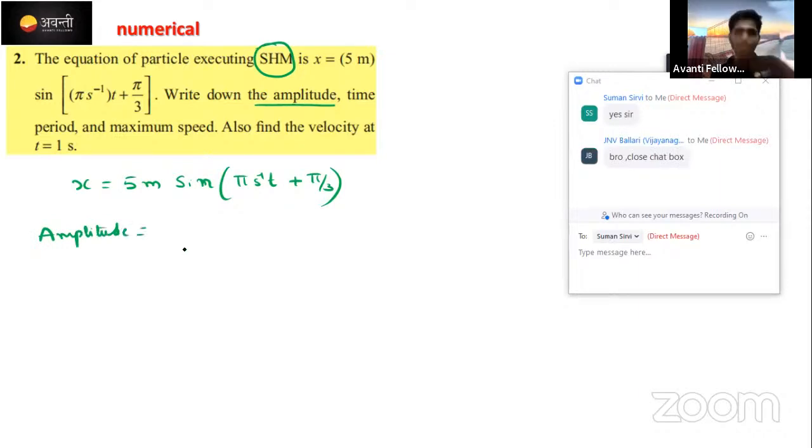Yeah, it's closed, bro. It is only open for host and co-host.